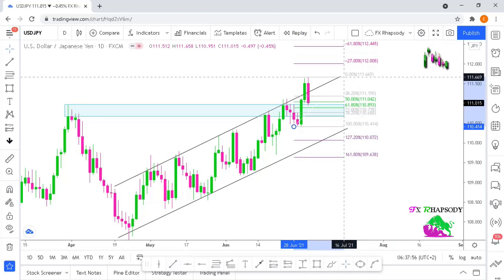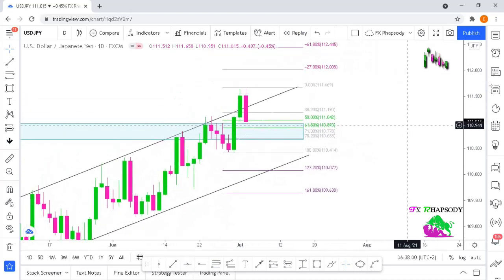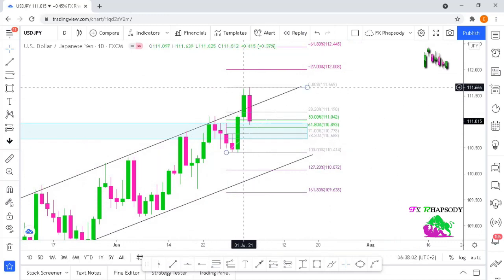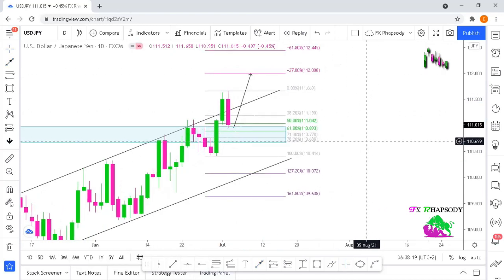I just want to expand this a little bit so we can see better. So basically we can see that it fell at this retest. If I take my Fibonacci from the low to the high, this retest that it's doing, it retested this resistance and support area. So what I'm expecting for the week ahead is we are expecting price to go up again, to continue to the upside.